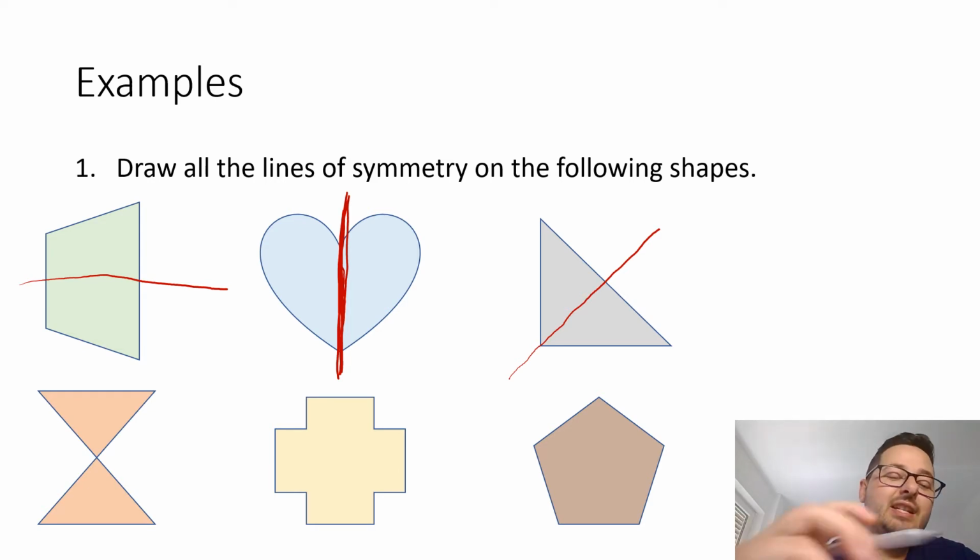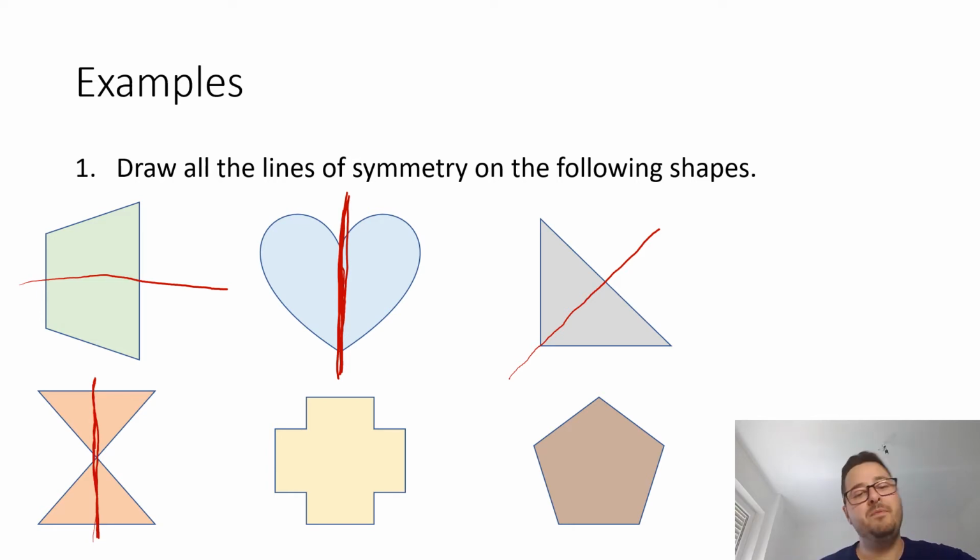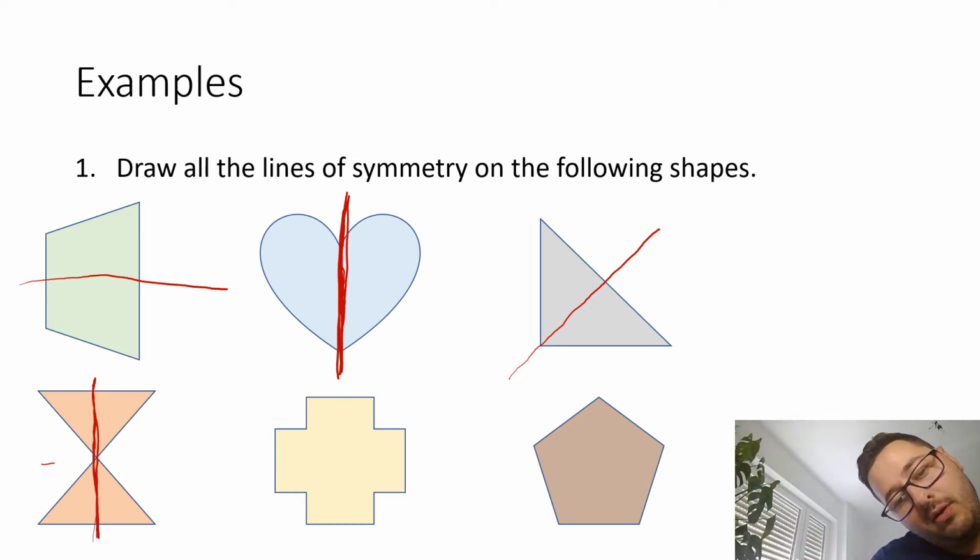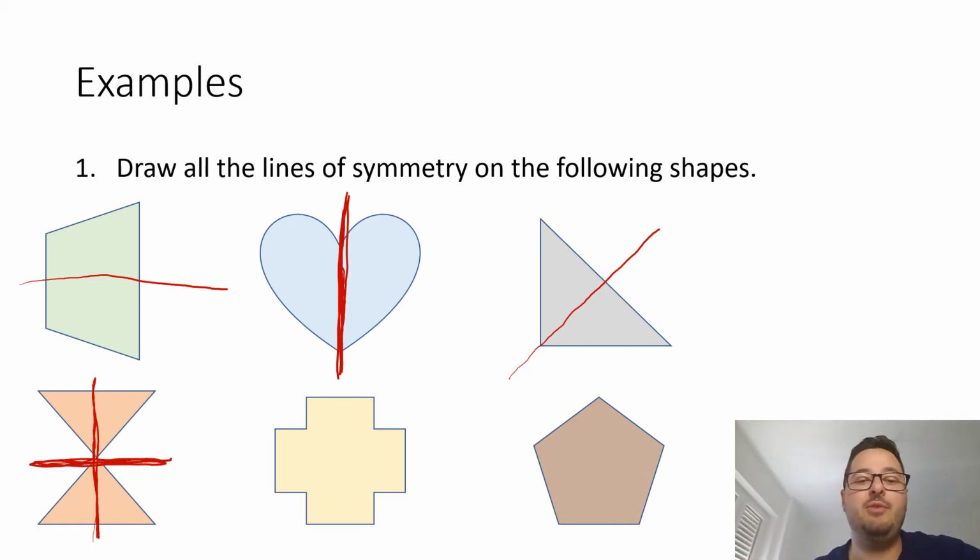Okay, so the next line has a few more in each one. So this is like an hourglass shape. This has 2 lines of symmetry. So it has one, if it'll let me draw, it has one there. Then it also has another one there as well. So that has 2 lines of symmetry.